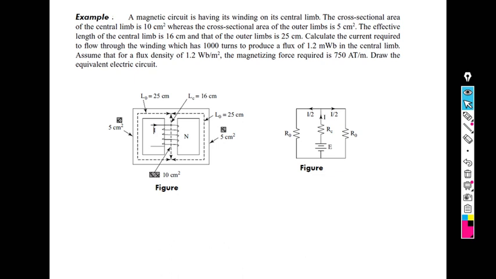So, here our question is to draw the equivalent electrical circuit. So, you can draw it, and also the question is to calculate the current required to flow through the winding which has 1000 turns. So, you have to find out this current. So, you know that if both reluctances are same, then current will be divided in half. Whatever the current, suppose I take here 10 ampere current, then this current will flow here 5 ampere as well as 5 ampere, because both reluctances are same.